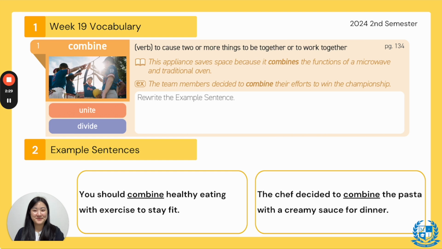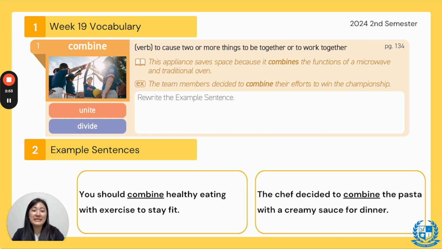Everybody ready? First word. Repeat after me and say combine. Combine. The synonym is unite and the antonym is divide. The part of speech is a verb and it means to cause two or more things to be together or to work together. So we're putting it together, uniting, we're combining it.